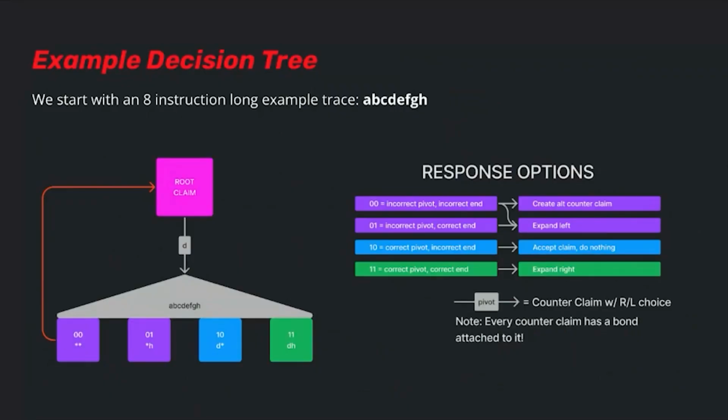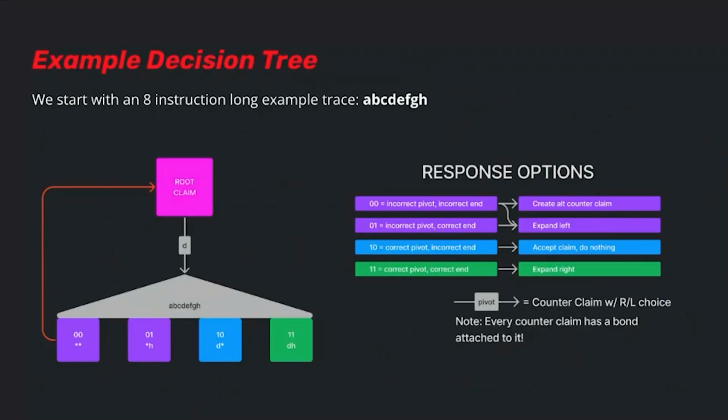Got it. So if you provide a suboptimal pivot point, you're just burning your own bond effectively, right? Exactly. That's the disincentive piece: if we can push you all the way down to the bottom of the tree, you're going to lose your money anyway, because we have that source of objective truth with the fault-proof processor. Cool, thank you. Yeah, sweet. Thanks for listening to me ramble.